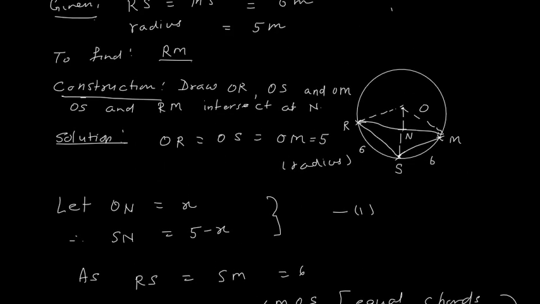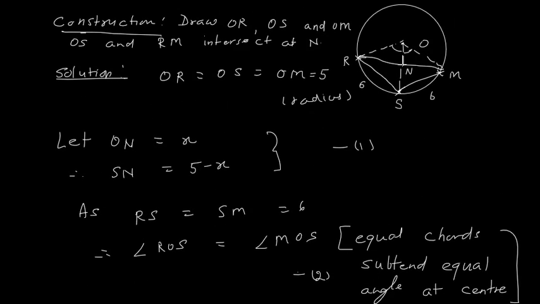Now if I take this triangle and this triangle, this angle is equal to this angle. Okay, so if I take triangle RON and MON, then what I will get? I will get that they are congruent triangles. Therefore this RN and this MN are going to be equal, and this angle is going to be 90 degree.